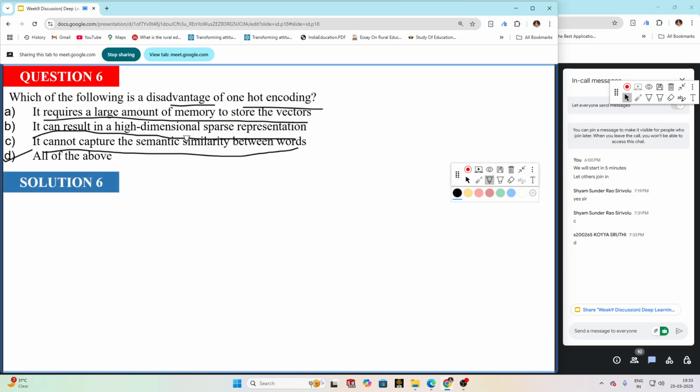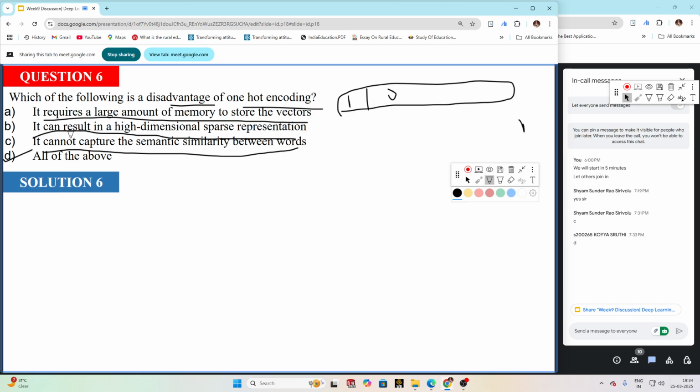Because we have already seen that whenever we are doing one hot encoding, it requires a large amount of memory, because the vector size can be so large. So that is why it requires a large amount of memory. It can result in high dimensional sparse representation. Sparse representation means there can be a one here and 0 in all other places, a word here, one here, and all other 0. So the zeros are more, and the information that we want is less. So that is why this suffers from high dimensional sparse representation.